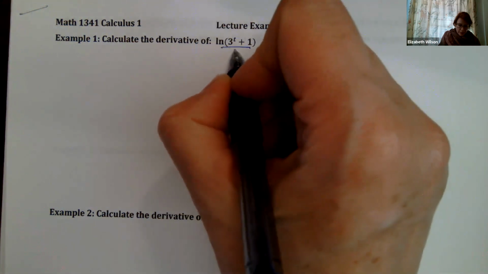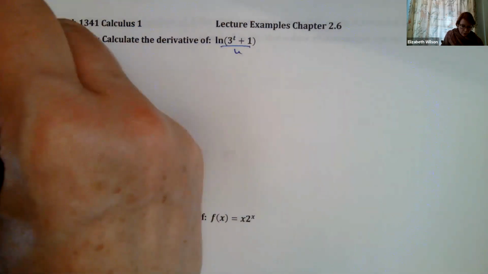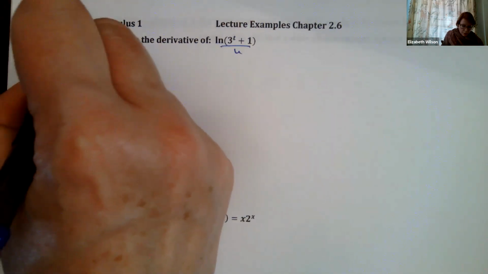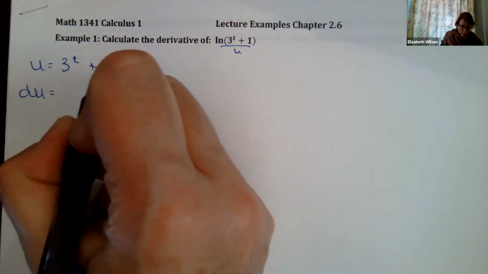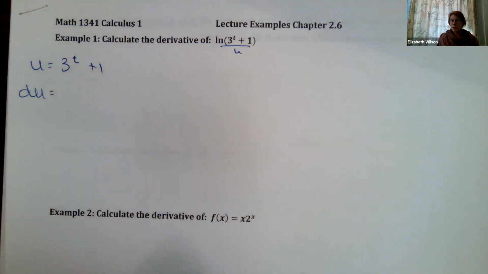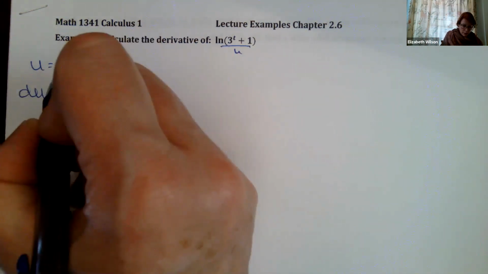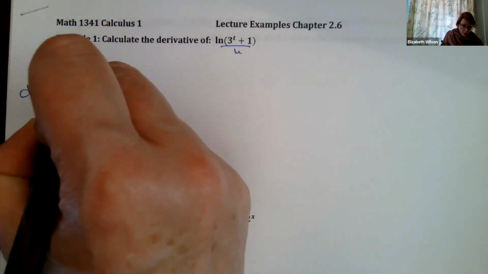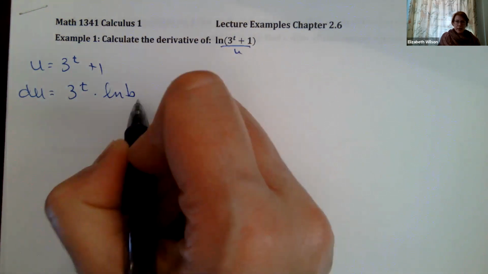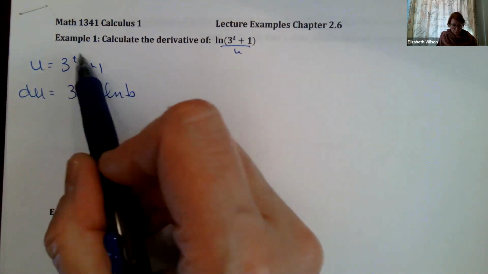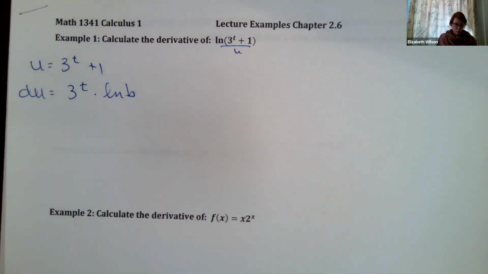So I'm going to think about this as a u. So u equals 3 to the t plus 1 makes my derivative, right? The plus 1, when I take that derivative, goes away, it becomes a 0. Derivative of a constant term is 0. So let's take the derivative of 3 to the t. I repeat the exponential, take the natural log of the base, and I would say dt, but there is no term of dt, it is equal to 1, so I don't have to worry about it.